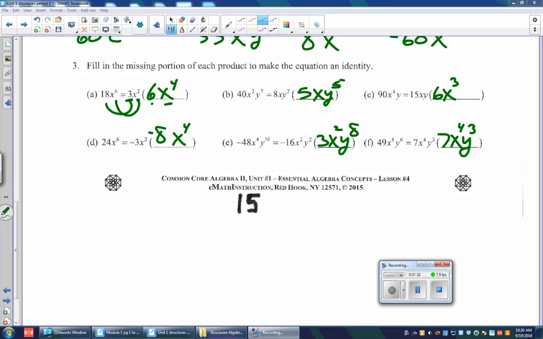And that wraps it up for this page. I'm going to go on to the next page. If you have any questions, make sure you ask me in class. We'll be going over these answers in class.